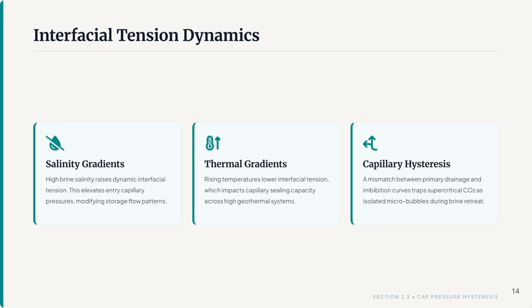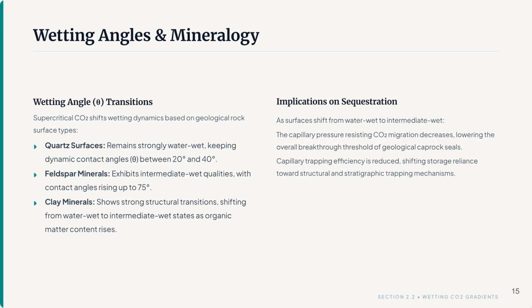Additionally, capillary hysteresis, characterized by a mismatch between drainage and imbibition, can trap CO2 as isolated microbubbles. Finally, we consider how wetting angles change with mineralogy. Quartz, feldspar, and clay minerals exhibit different wetting characteristics, which directly impacts the efficiency of capillary trapping for long-term sequestration.